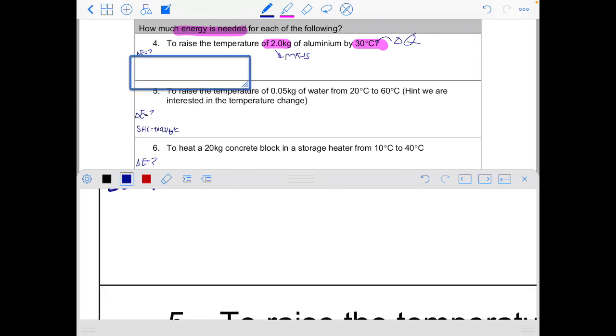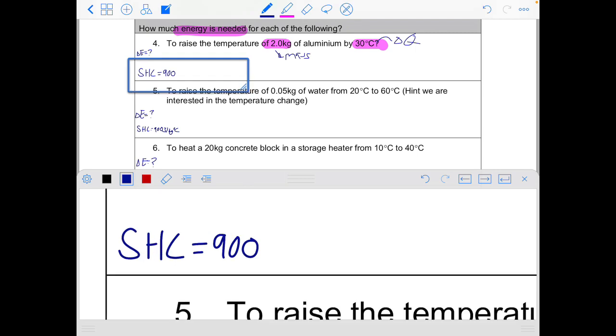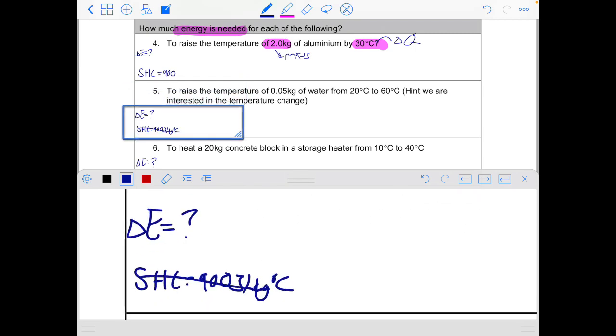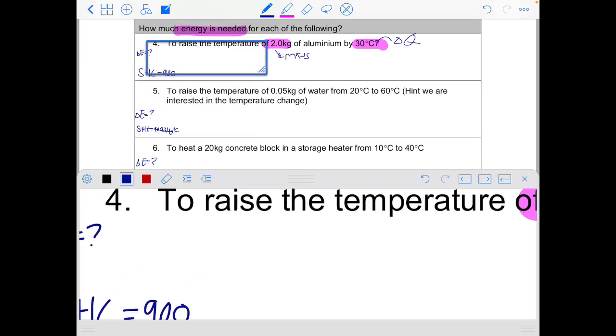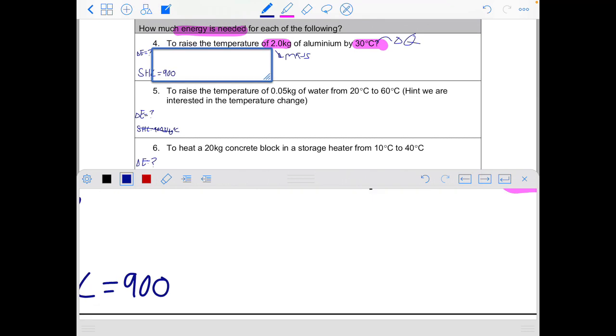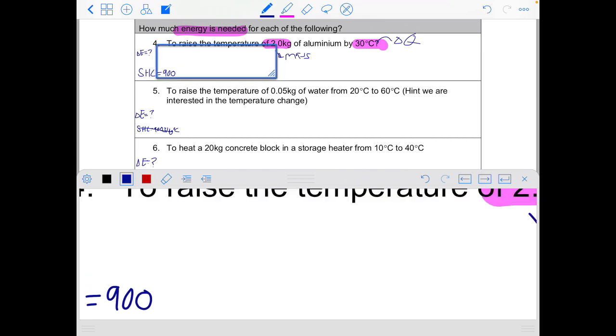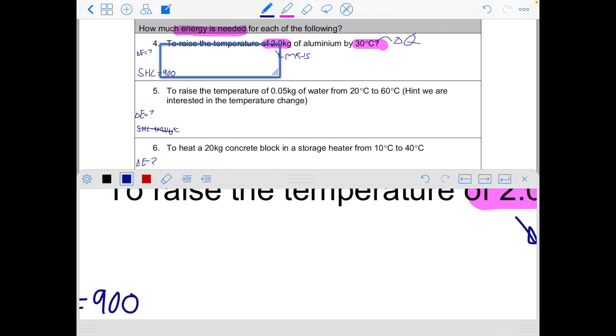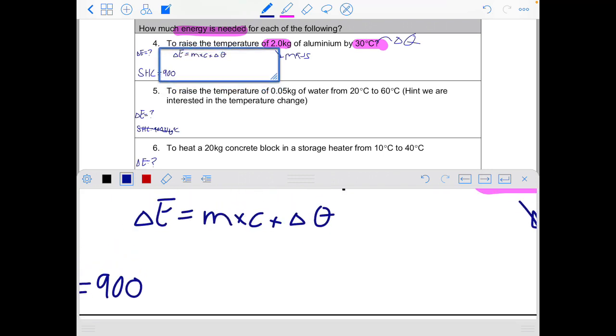Oh, that's in the wrong spot. Specific heat capacity is 900. So we have that there. So we know what we have, we know what we don't have. Our next step is to write down the equation. Remember, you can always get a mark for writing down the proper equation, so make sure you always write it down. So our change in energy is equal to our mass times our specific heat capacity times our change in temperature. Our change in energy is what we don't know, so we're going to leave that be.